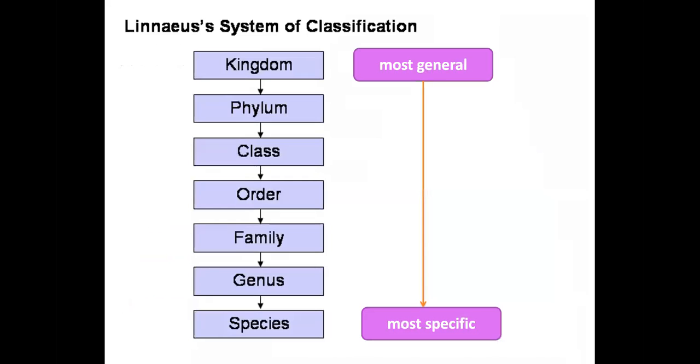Up here is a picture of his classification system. If you have done your vocab or started on your vocab, you would have seen these terms. We start at the top with kingdom, which is the most general, so you're going to see a lot of things fall in this category. As we work down, we get more specific: kingdom, phylum, class, order, family, genus, species, and species is the most specific.